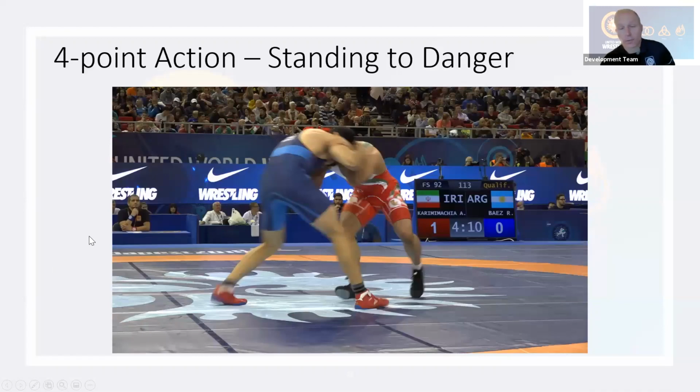Now we're getting into our 4-point actions. Very similar to what you just saw, but in this case, these actions are going to go from the standing position directly to danger. So there's not going to be a pause or a second action to get them to danger. It's going to be directly from standing to the danger position. So here is an example of a very common freestyle one.